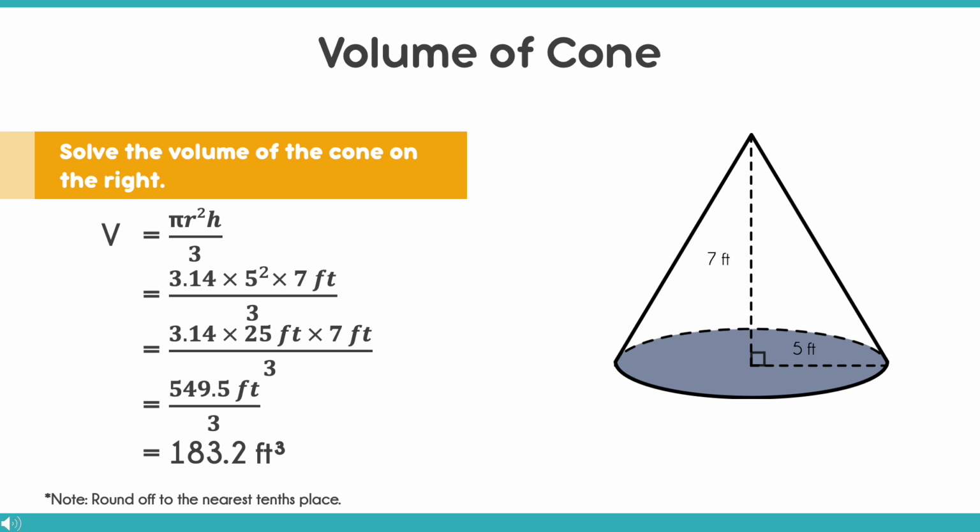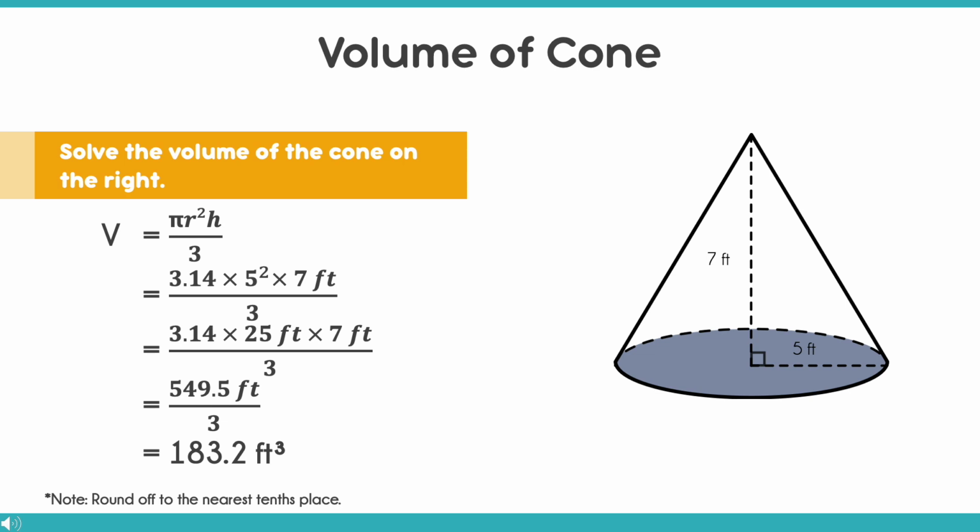Here is our final example of the problem for finding out the volume of a cone. We are given the radius of 5 feet and the height of 7 feet. We then write our solution. Volume equals pi radius squared h over 3 equals 3.14 times 5 squared times 7 feet over 3.